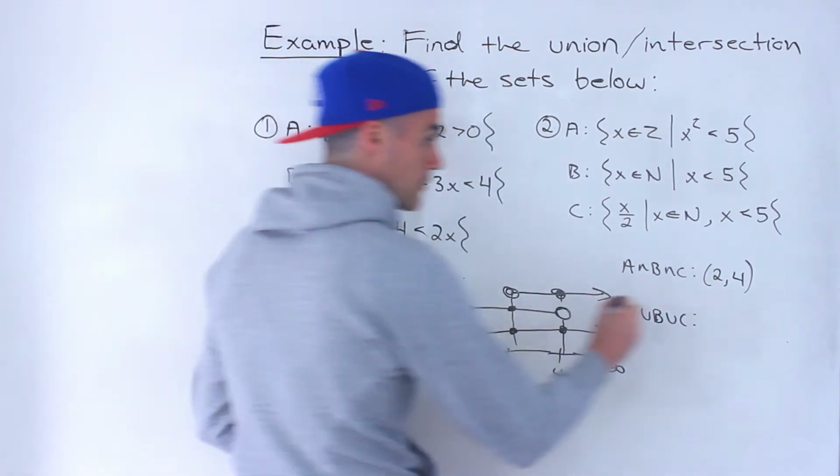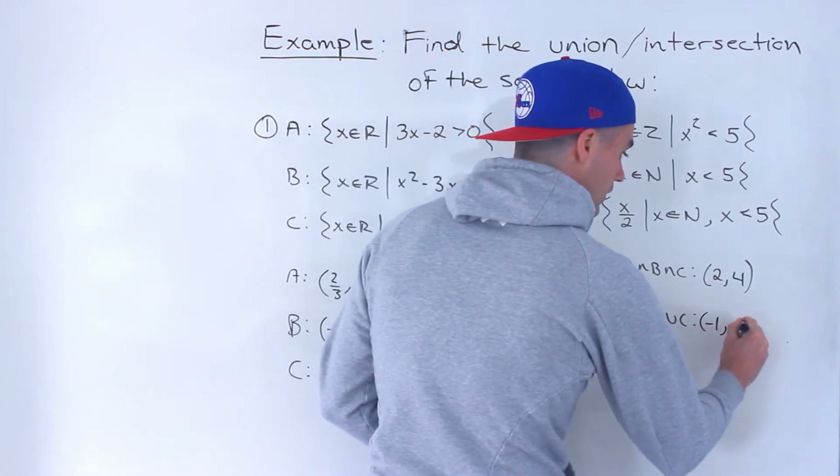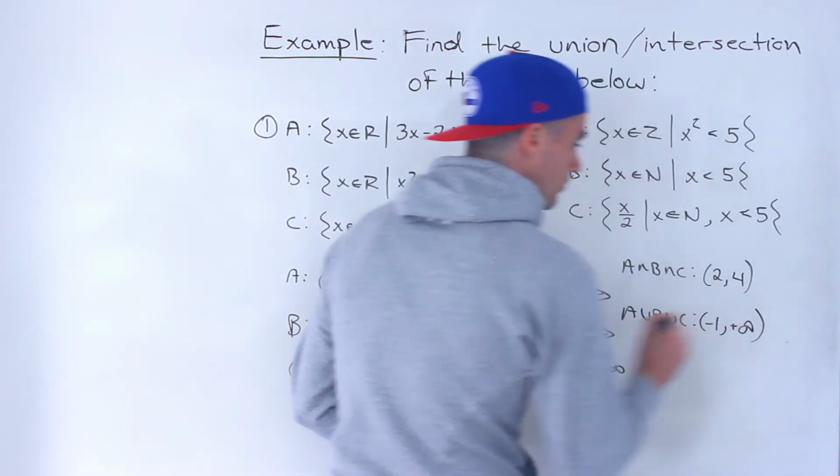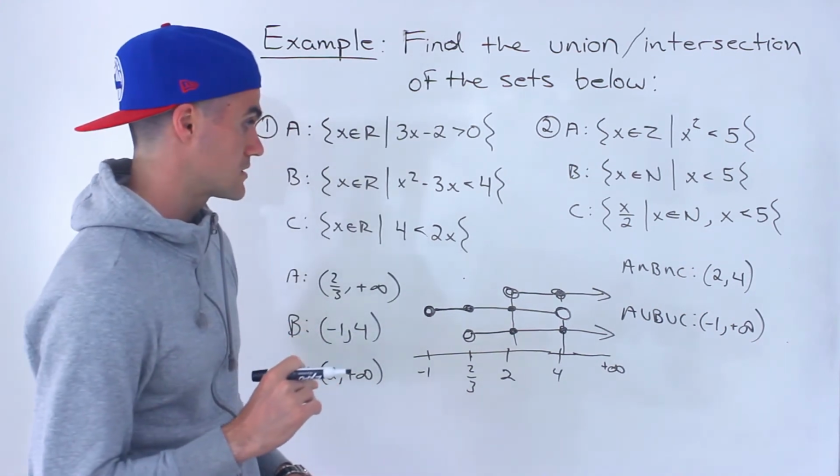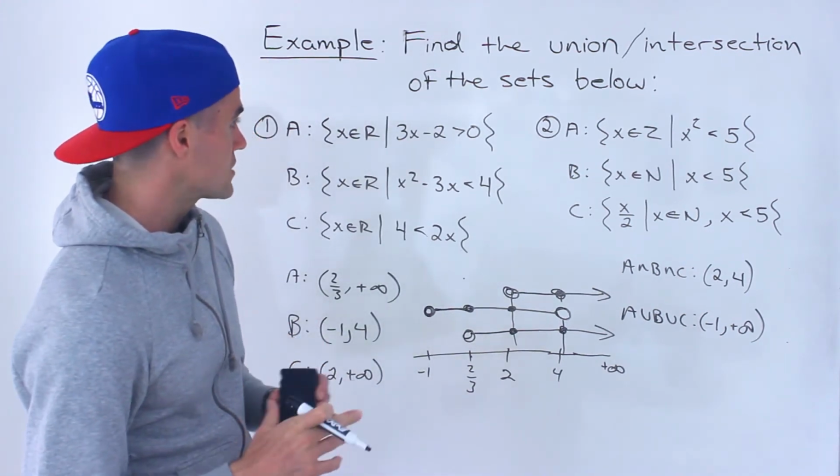So it's going to be from -1 to positive infinity, like that. That's what the union is going to be between the 3 sets. Right, so that's usually my process.